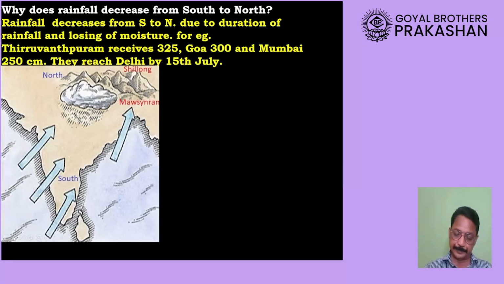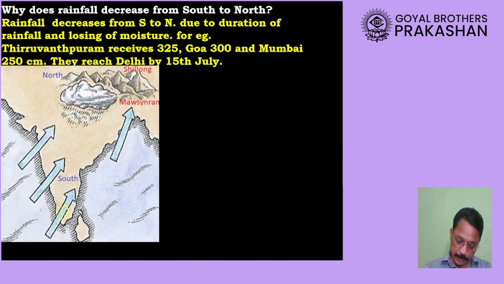Now, if the question is asked why rainfall decreases from south to north, I have already given you the reason, that when we are moving from south to north, first of all, the southern part will receive the rainfall.